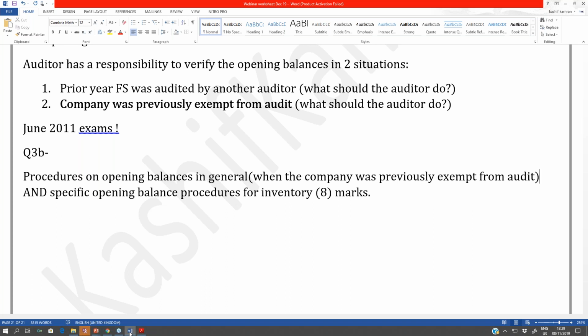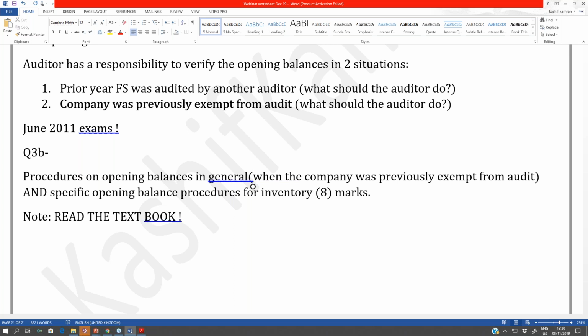Now you need to read the book for this, right? So you need to read the textbook. Let me write over here, note, read the textbook, so that you know the journal procedures on opening balances, and what specific procedures on opening balances you will be applying on inventory.